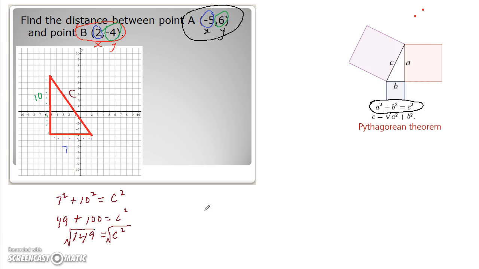Now let's type in my calculator the square root of 149. And I got about 12.21 is about my C. I rounded it. Okay, so that's longer than my 10 and longer than my 7. So that's how I can check it.